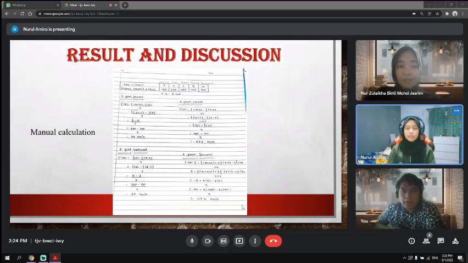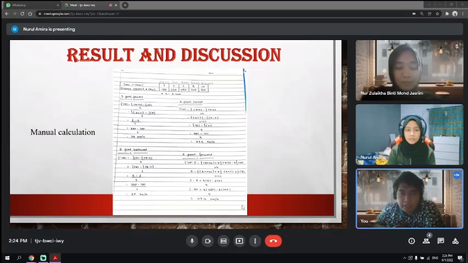Alright, for the result and discussion, this is our manual calculation. As you can see, at the top is our table where we take the data from the Tesla. And we make 4 calculations, which are 2 point forward, 2 point backward, 3 point central, and 3 point forward.